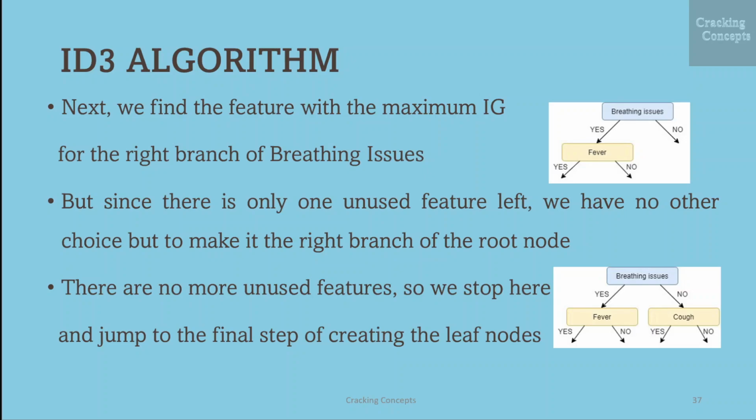Next, we need to find the feature with maximum information gain for the right branch of breathing issues. Since there is only one unused feature left, we have no other choice but to make it the right branch of the root node. And the new tree will look like it is shown in the figure at the bottom. Now there are no more unused features, so we stop here and jump to the final step of creating the leaf nodes.